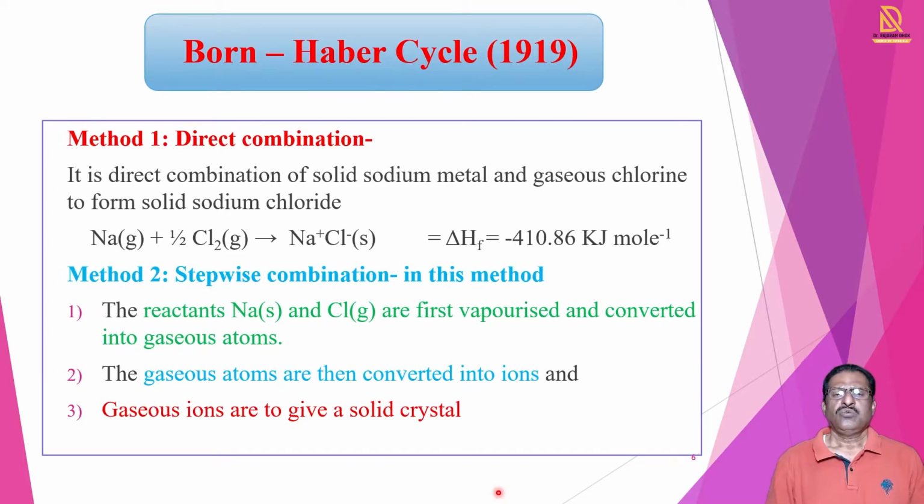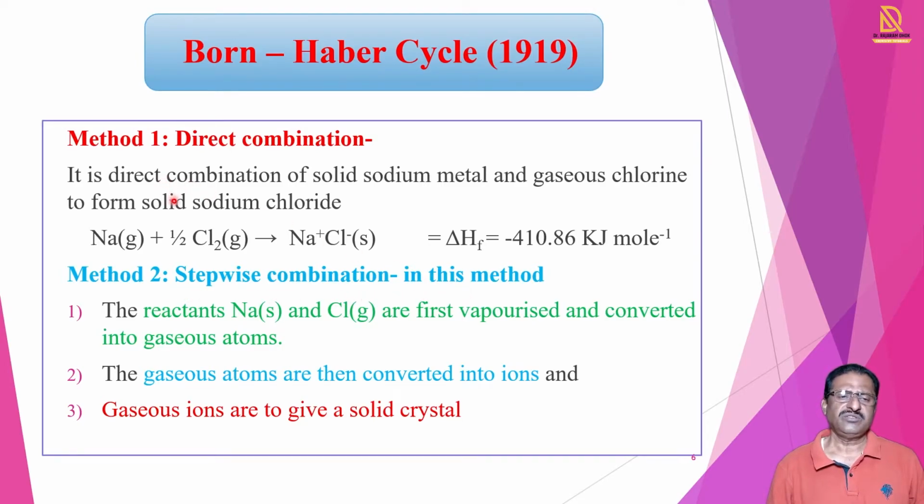So we see the second method, the Born-Haber cycle. This Born-Haber cycle was developed in 1919, and it is given in different steps, or in cyclic form. There are 5 steps. So we see the different steps or methods. Firstly, method 1, that is the direct combination, and the second method is stepwise combination.